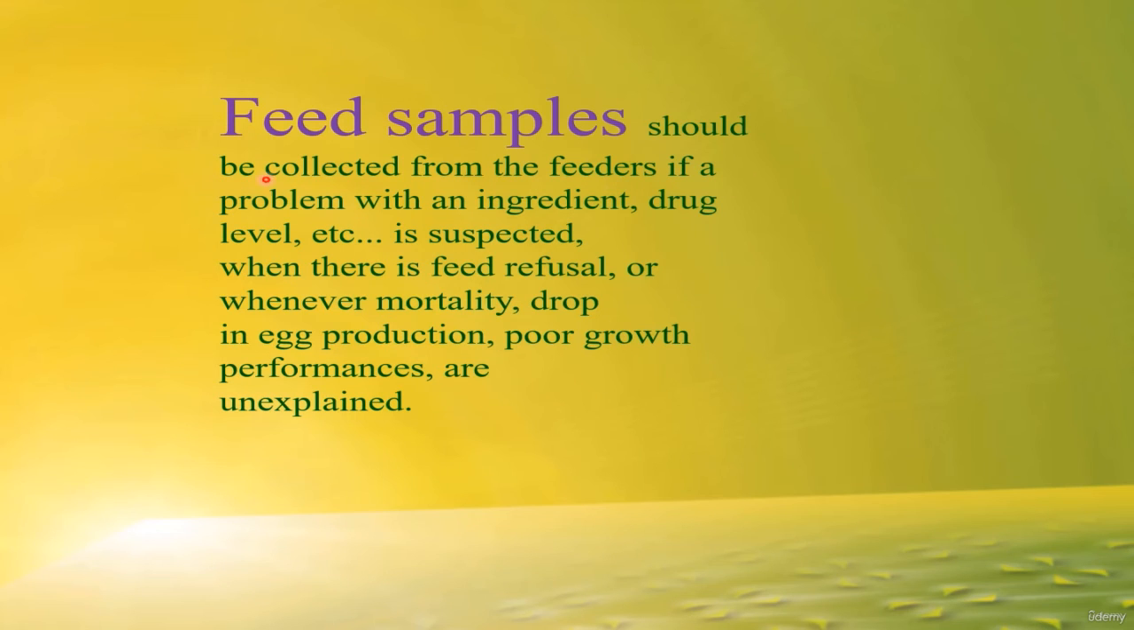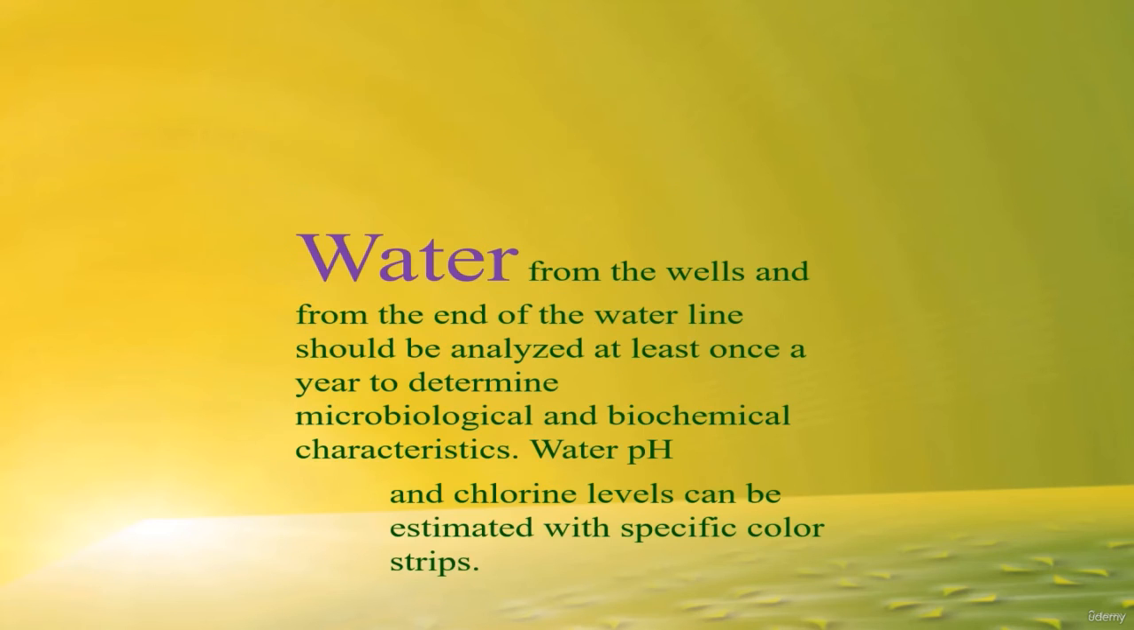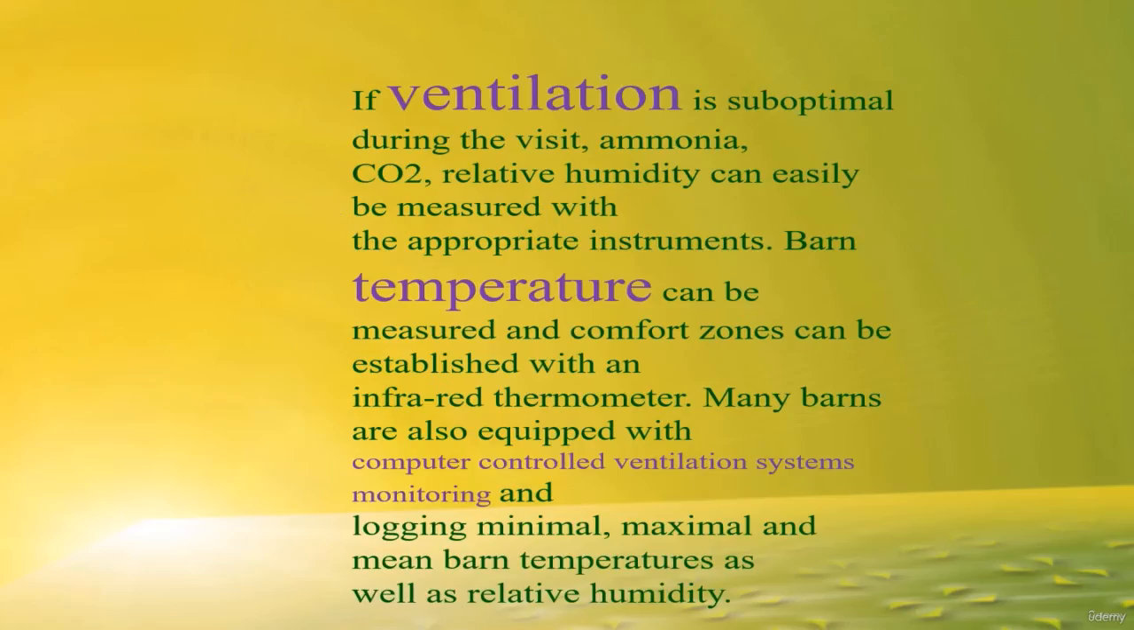Feed sample should be collected from the feeder if a problem with an ingredient or drug level is suspected, when there is feed refusal, or whenever mortality, drop in egg production, or poor growth performance are unexplained. Water from the wells and from the end of the water line should be analyzed at least once a year to determine microbiological and biochemical characteristics, and water pH and chlorine level can be estimated with specific color strips.